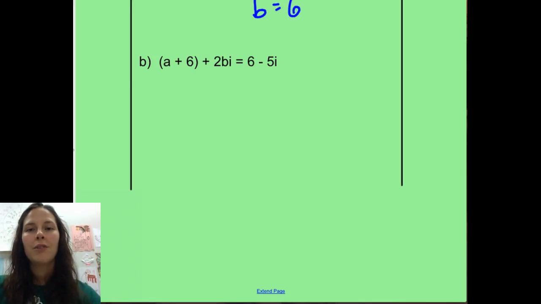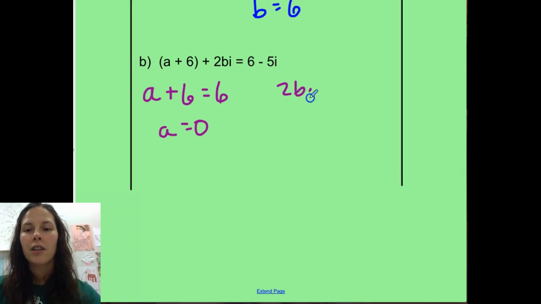For part b, notice that we have two pieces to our real part. We have the a and the positive 6. So we will set that whole piece equal to the real part on the other side. Subtracting 6 from both sides, we get a equals 0. Setting the imaginary piece equal to negative 5i. Dividing both sides by i, we get 2b equals negative 5. So to solve for b, we'll divide both sides by 2.